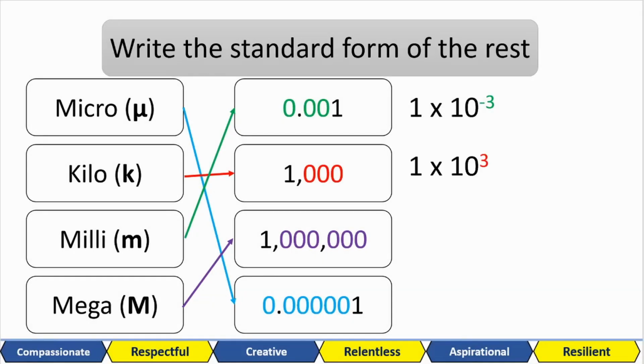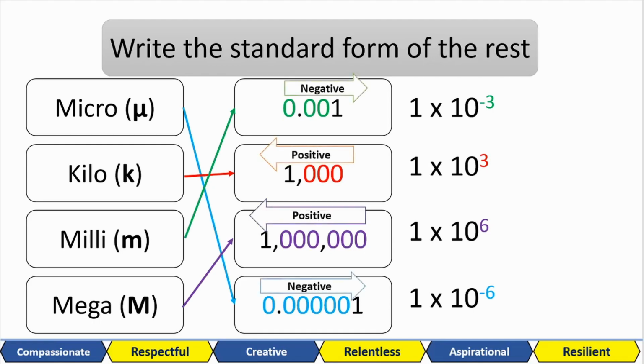Kilo is 1 times 10 to the power of 3. Notice that numbers larger than 1 do not have a minus. Mega is 1 times 10 to the power of 6. Micro is 1 times 10 to the minus 6. Again, notice that the decimal moves to the right when it is negative and it moves to the left if it's positive.